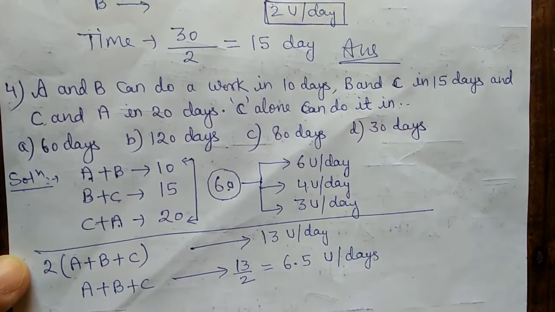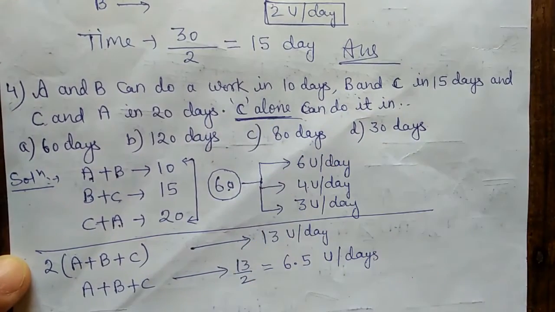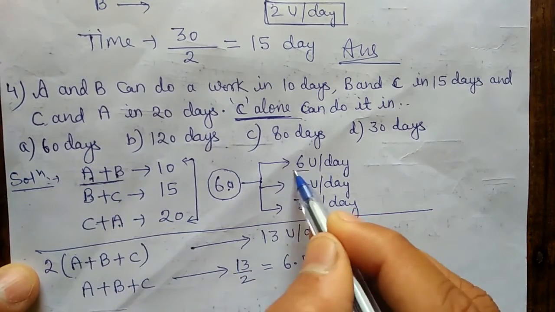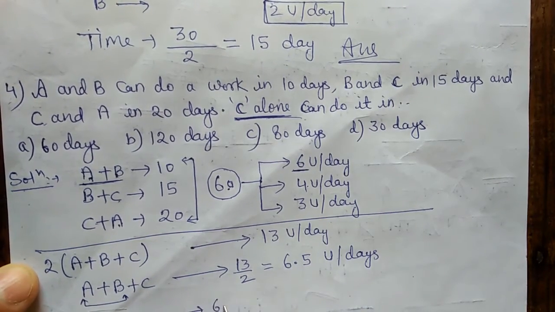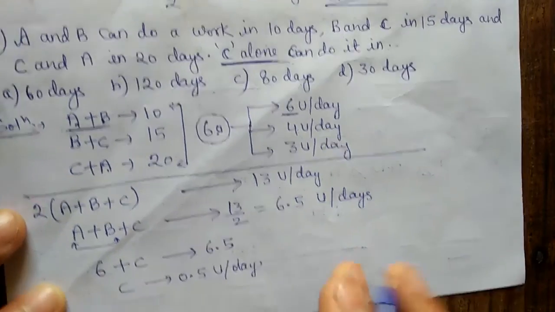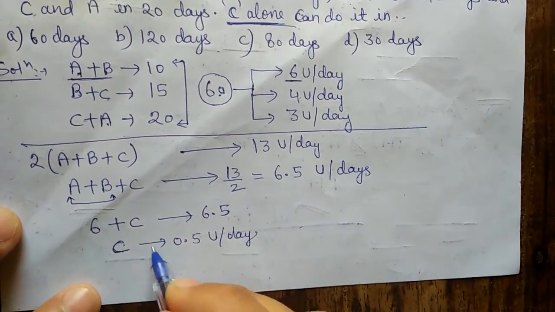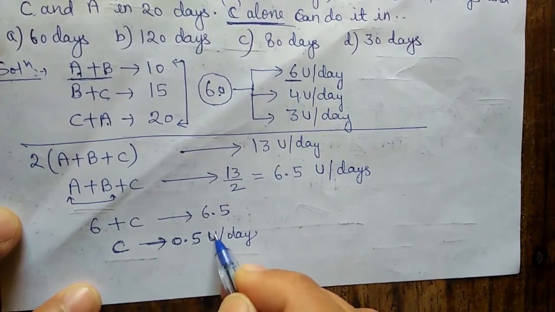What do we have to find? We have to find C alone. That means we first have to find how many units C is doing. Now listen. A and B are doing 6 units per day. That means in place of A and B we can write 6 units. 6 plus C will be equal to 6.5. That means C will be doing 0.5 unit, that means half a unit per day.